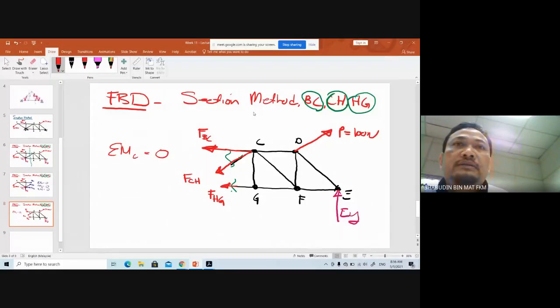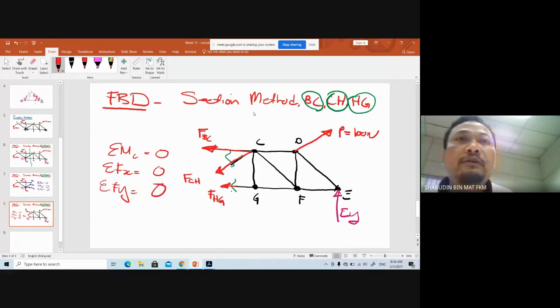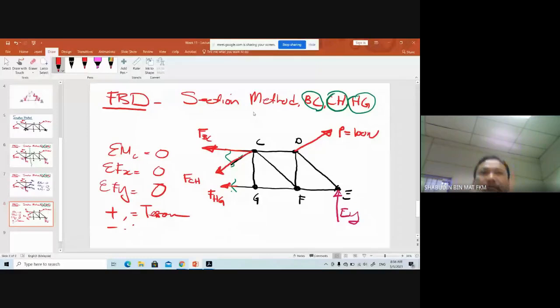So summation of force in X is equal to 0. Summation of force in Y is equal to 0. You will get the same answer. If you get positive, it means it is in tension. If you get negative, it is in compression. Okay, that's it. Easy. It's much easier. Let's begin several examples here. We try to do so.